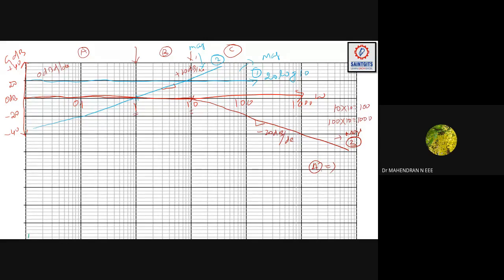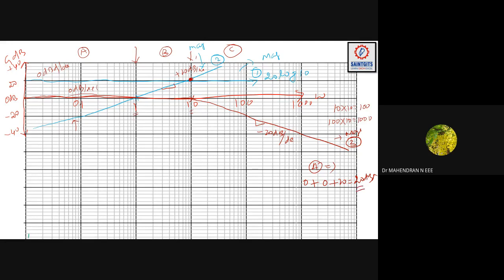So at region A, what are the slopes? 0 dB per decade, and this is also 0 dB per decade, plus 0, and here what is the dB? Plus 20 dB per decade. If you add them together, it will be 20 dB per decade. Up to this portion the slope is not changing, so it will be 20 dB per decade.